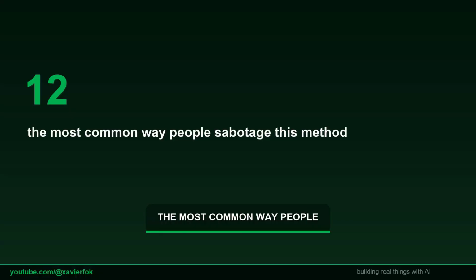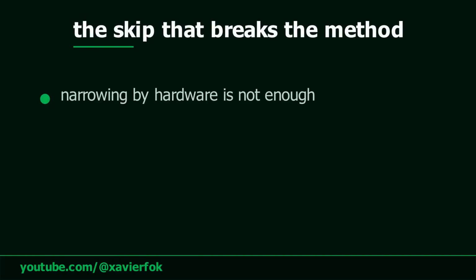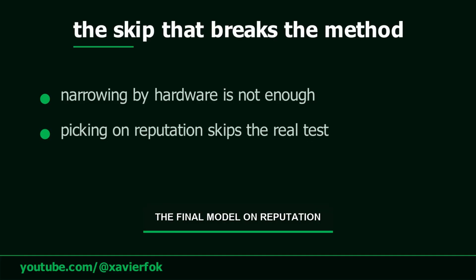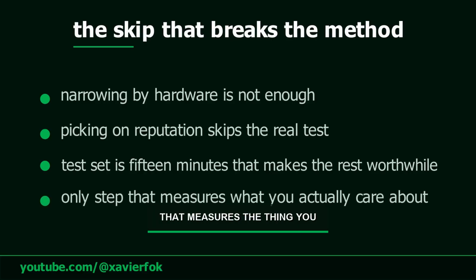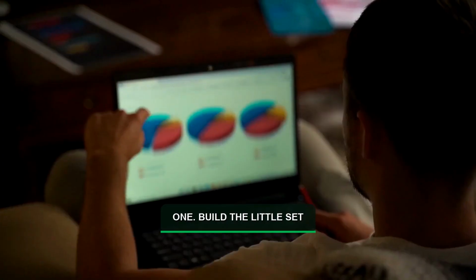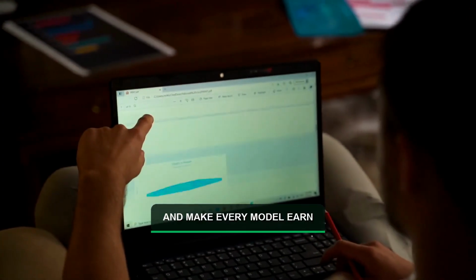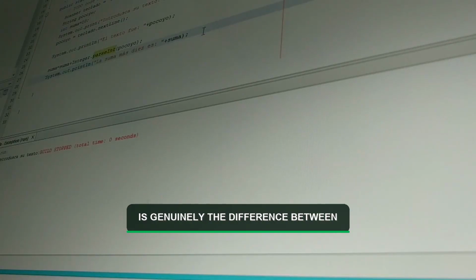Let me flag the most common way people sabotage this method, which is skipping the test set because it feels like extra work. They do everything else, narrow by hardware, pick a type, then choose the final model on reputation or a chart instead of their own examples. And then they are surprised when it underperforms on their actual task. The test set is the 15 minutes that makes the other 50 worth anything. It is the only step that measures the thing you actually care about. So if you take one habit from this whole method, take that one: build the little set of your real examples, and make every model earn its place against them. It is genuinely the difference between choosing on evidence and choosing on vibes.